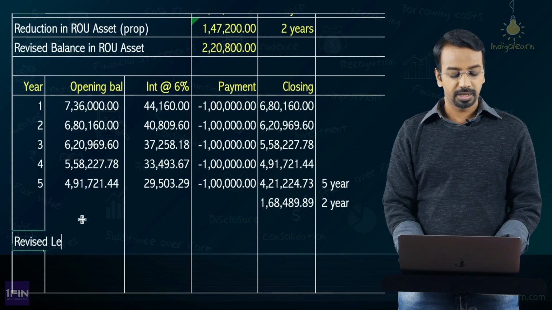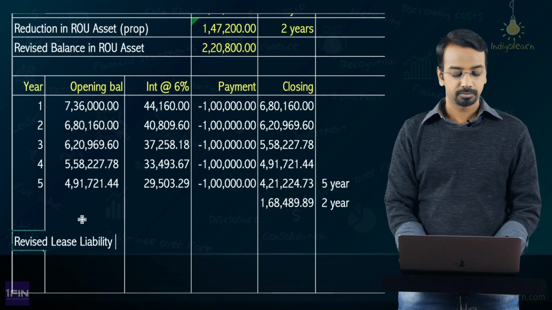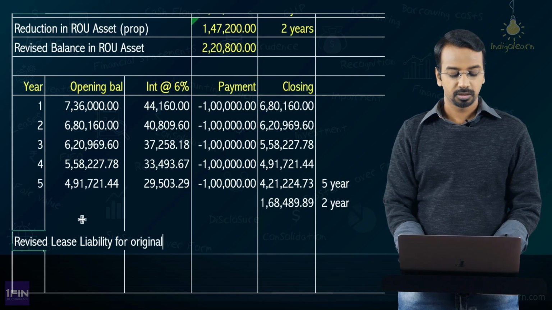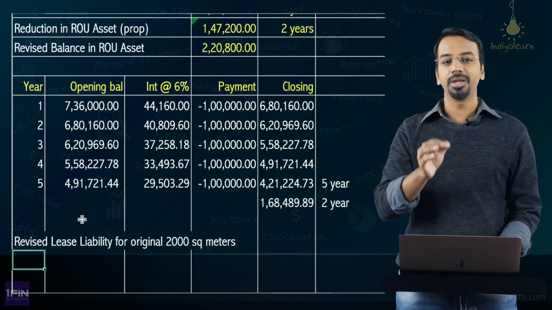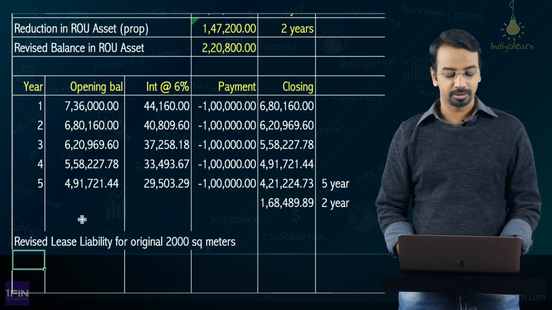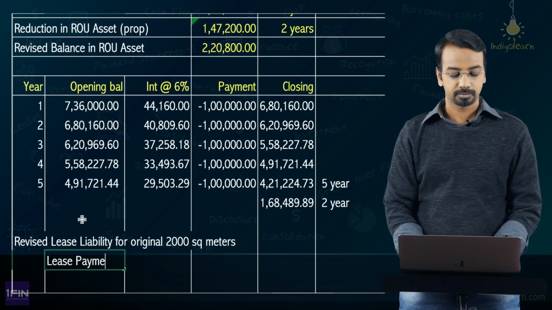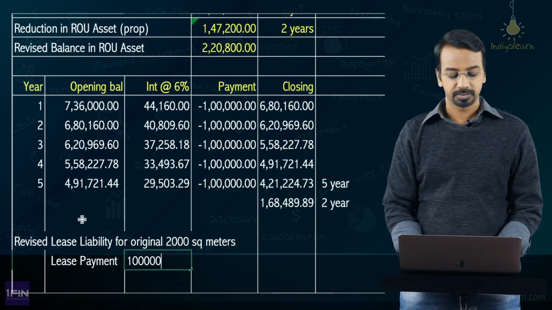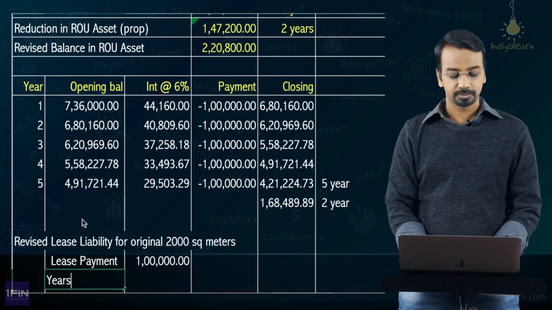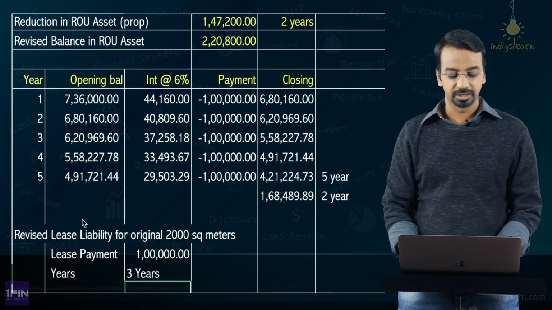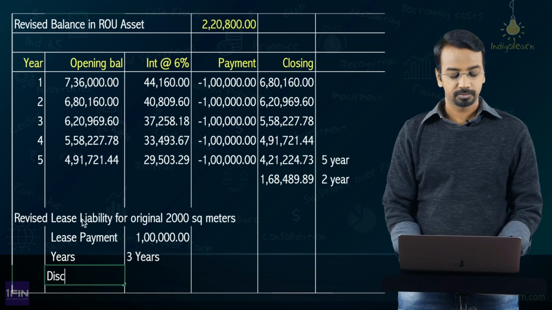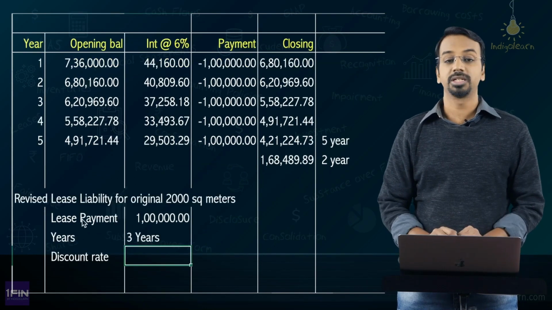So when you compute the revised lease liability, for the original 2000 square meters, what is the lease rental I need to make? So the lease payment is 1 lakh. For how many years? The balance here is 3 years. Okay. Discount rate. What should be the discount rate?